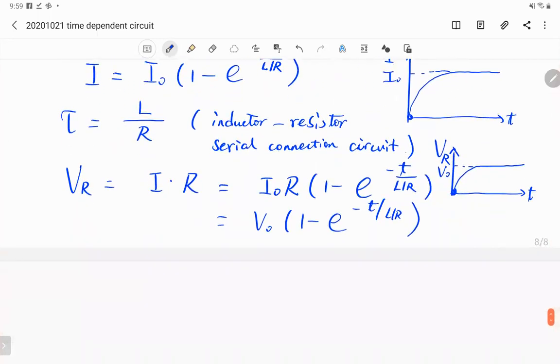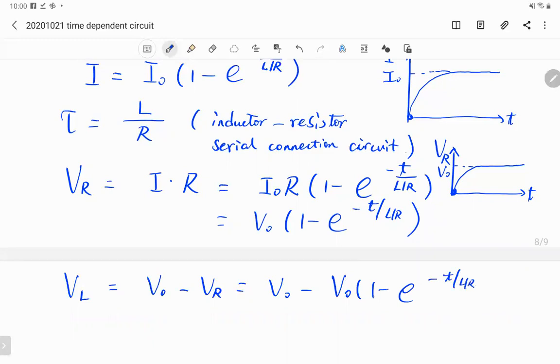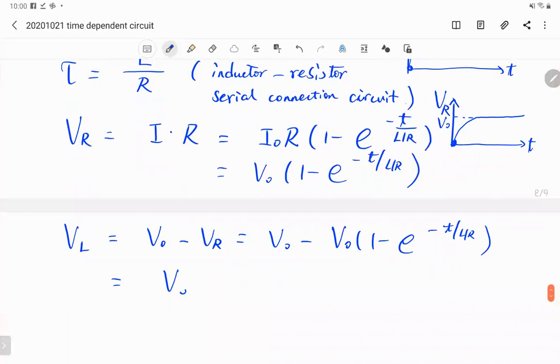So if we want to know the voltage on the inductor, that will be the battery's voltage minus the resistor's voltage. That will be V_0 minus V_0 times 1 minus this exponential of t over L over R. That will be an exponential decay. This is an exponential decay curve for the voltage on the inductor.